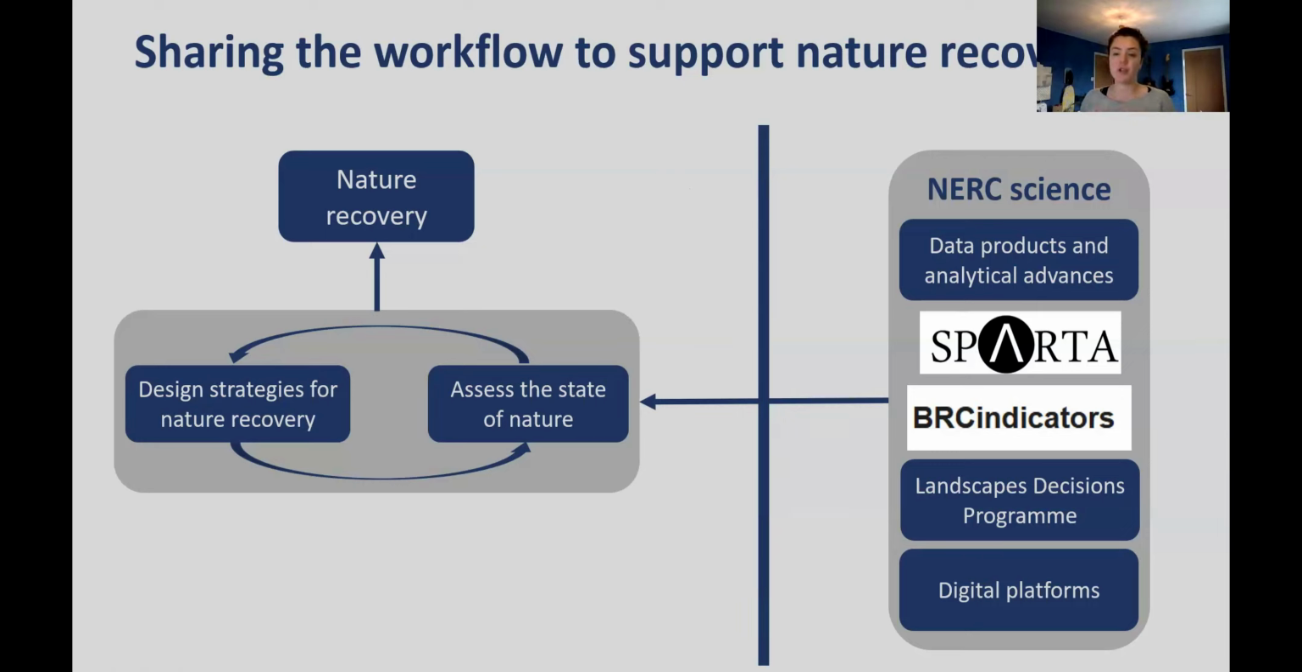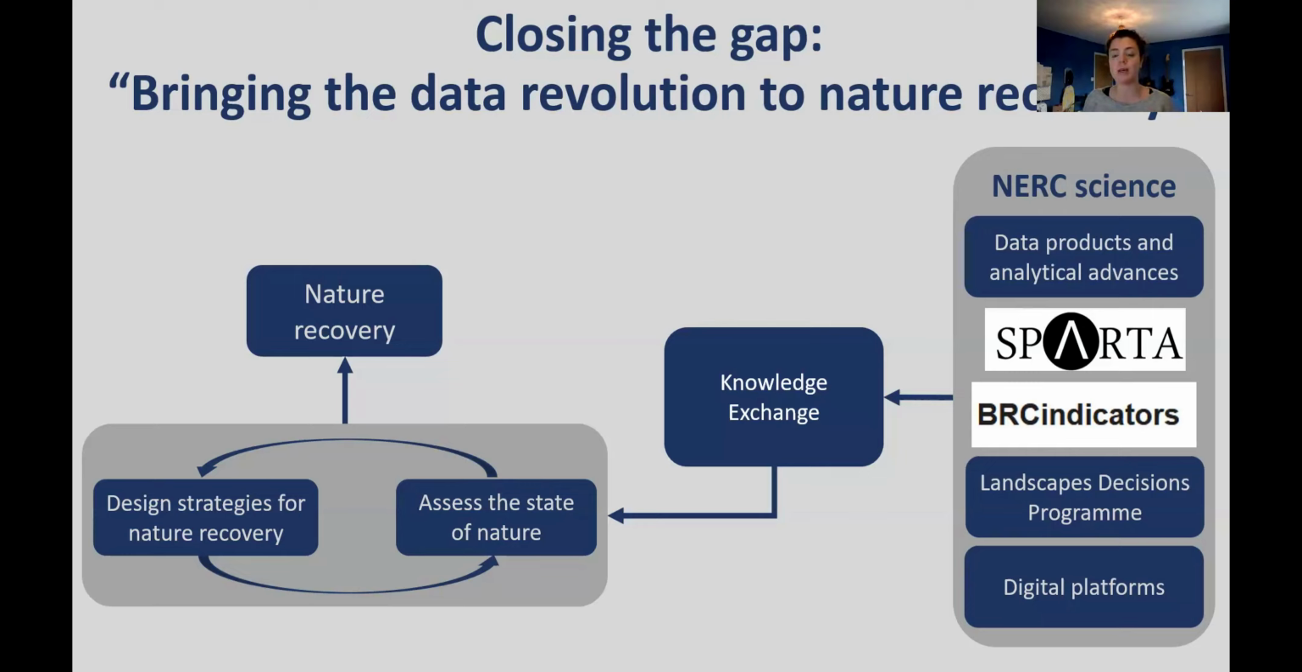Some of these barriers are just the level of technical skills and knowledge that is required to use them, as well as a general lack of awareness that these tools even exist, and also difficulty in accessing them. So my knowledge exchange project, bringing the data revolution to nature recovery, aims to close this gap between the advances in data science and statistics that have been made by the research community over the last few years, and that community of organizations and individuals that need to make nature recovery happen on the ground.